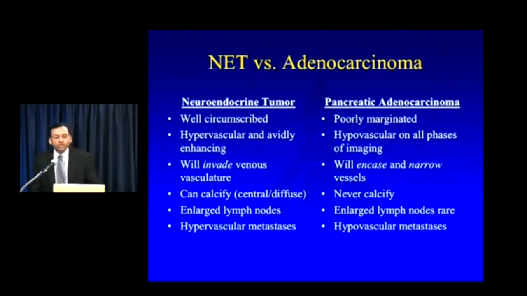Now, adenocarcinomas almost never calcify. In fact, they virtually never calcify in the absence of treatment, whereas neuroendocrine tumors commonly calcify, and that calcification can be either central or diffuse. Now, as I mentioned, pancreatic adenocarcinoma will typically not give you big, bulky local regional nodes, whereas neuroendocrine tumors will often give you enlarged local regional lymphadenopathy. And of course, the metastatic disease is going to have the same enhancement pattern as the primary. So neuroendocrine metastases are going to be hypervascular and best seen on the arterial phase. Adenocarcinoma metastases are going to be hypovascular and best seen on the venous phase.